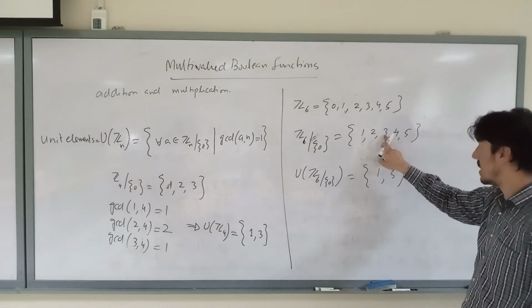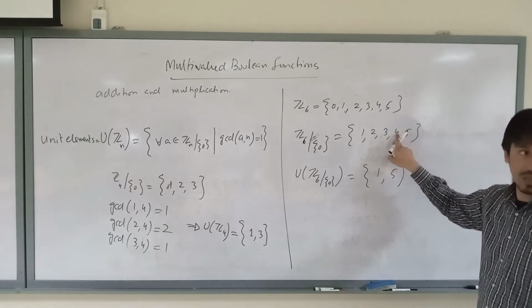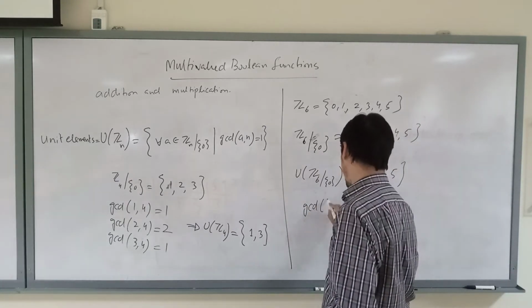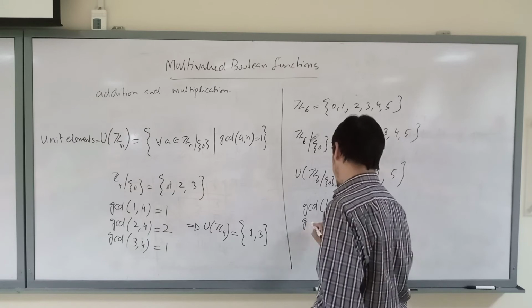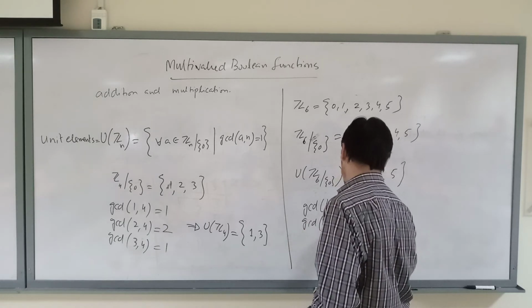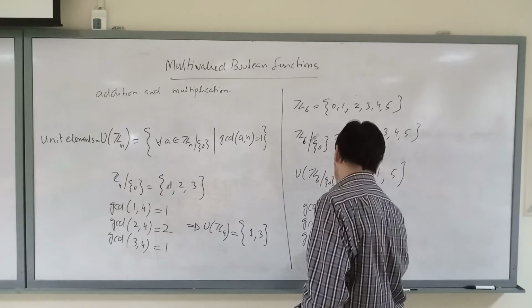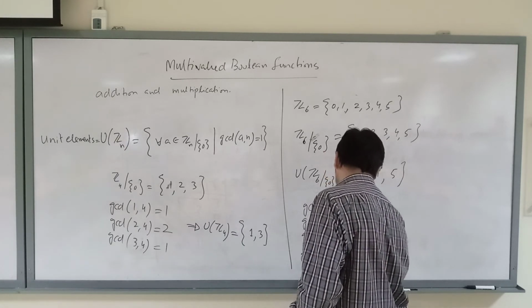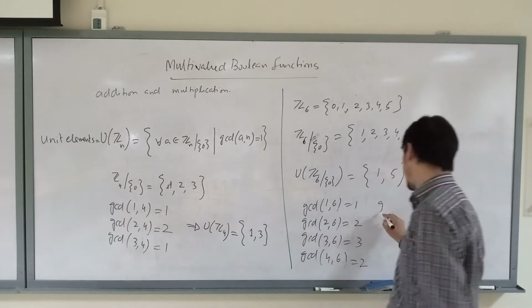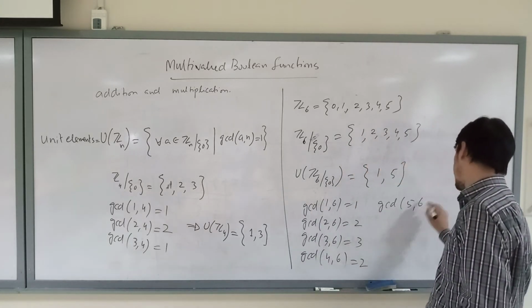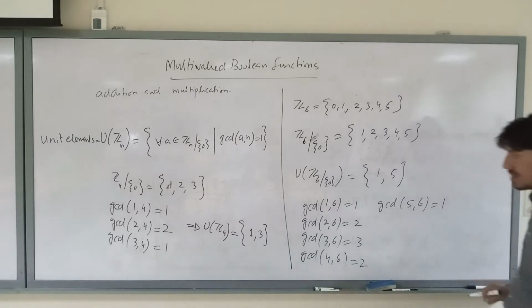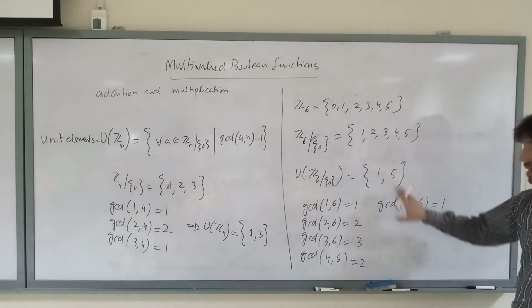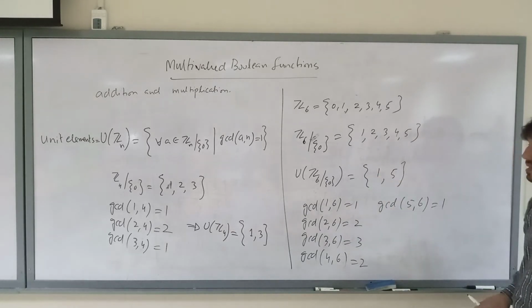GCD of 1 with 6 is 1, GCD of 2 with 6 is 2, GCD of 3 with 6 is 3, GCD of 4 with 6 is 2, and GCD of 5 with 6 is 1. So how many elements have greatest common divisor 1 with 6? Only 2. So the unit elements are in Z6.